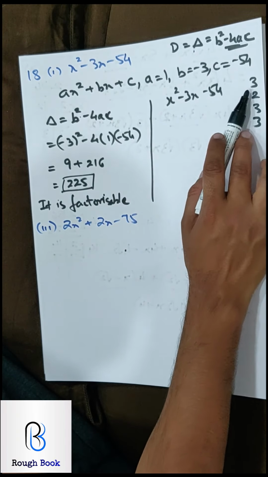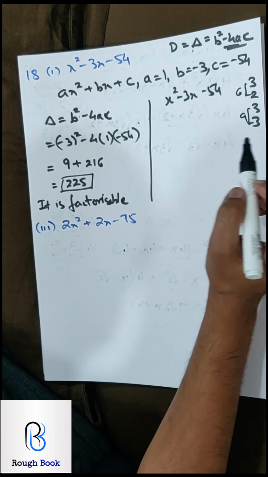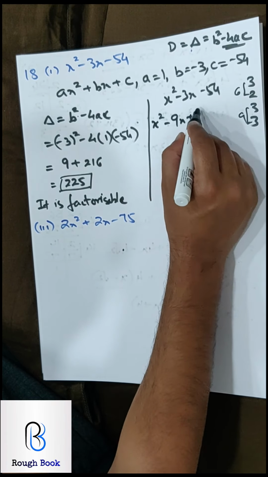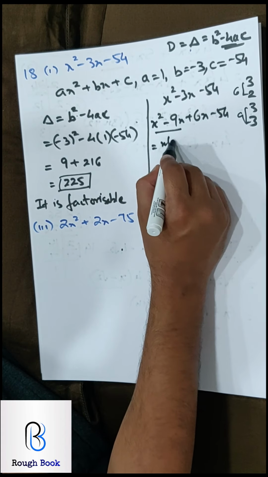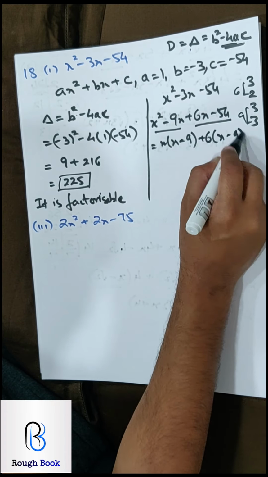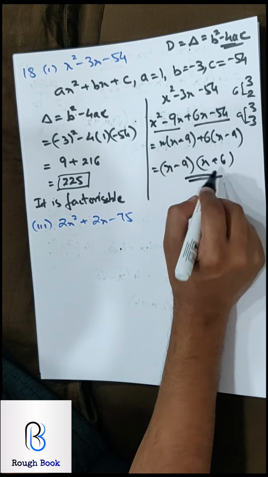For 3, I will take 3 2s are 6 and 9. My terms will be 6 and 9. So x square minus 9x plus 6x minus 54. Common x. Common here is plus 6. So my final answer x minus 9, x plus 6.